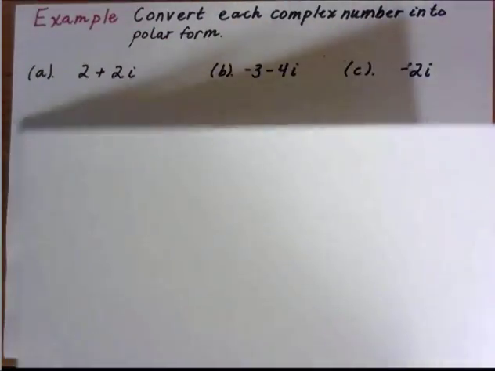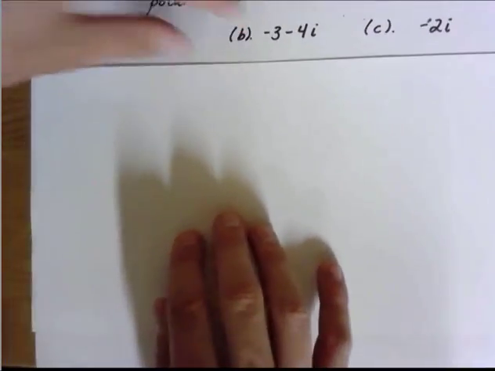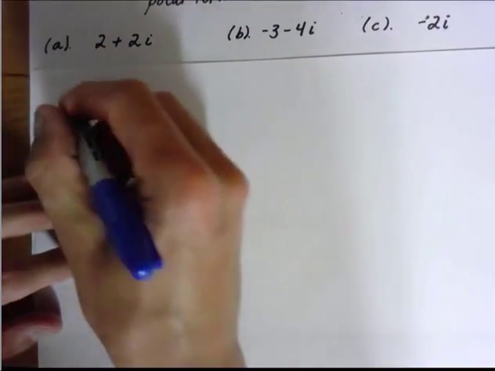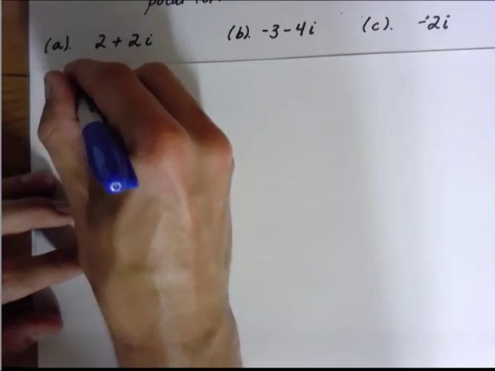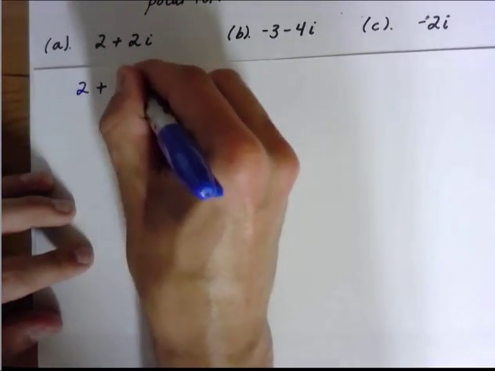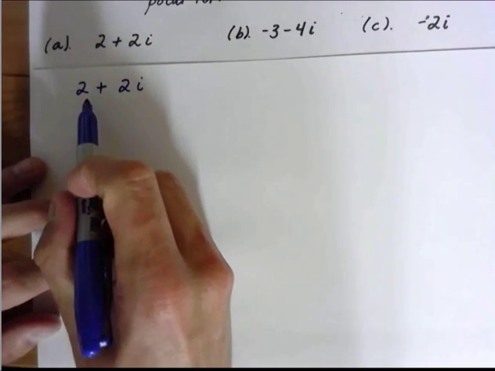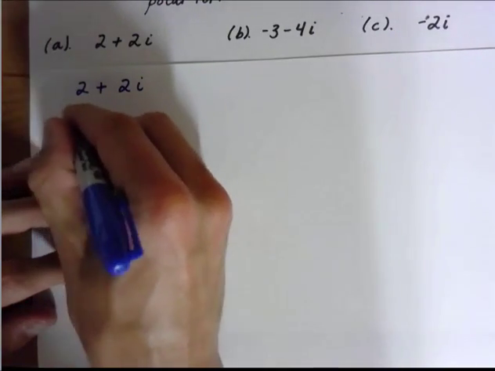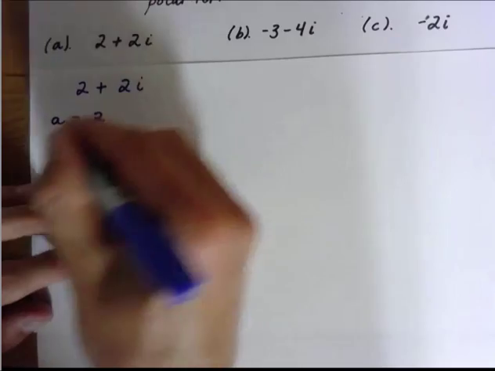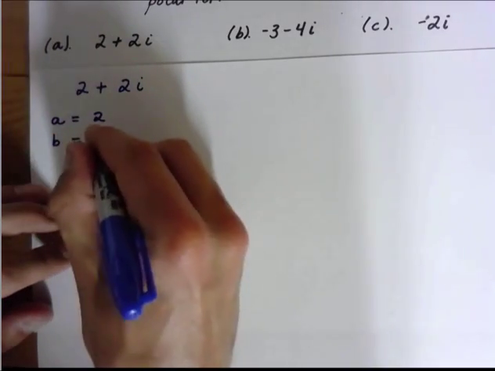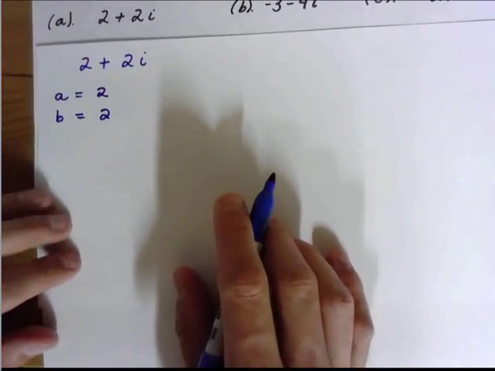So we're going to start with 2 plus 2i. I'm going to go ahead and rewrite this: 2 plus 2i. a is my real part, so I know that a is going to equal 2, and I know that b is going to equal 2. So that's fairly straightforward.